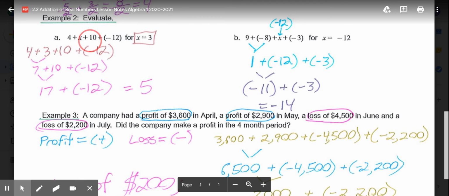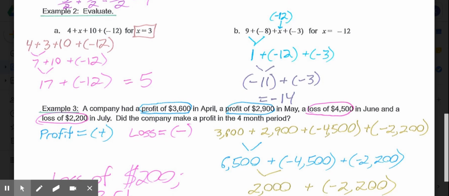So we have 4 plus x plus 10 plus a negative 12. I rewrote it, substituting the 3 for x. 4 plus 3 is 7. Then 7 plus the 10 is 17. 17 plus a negative 12. 17 minus 12 is a positive 5.